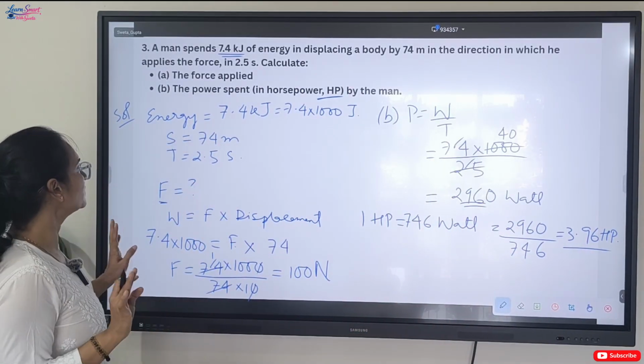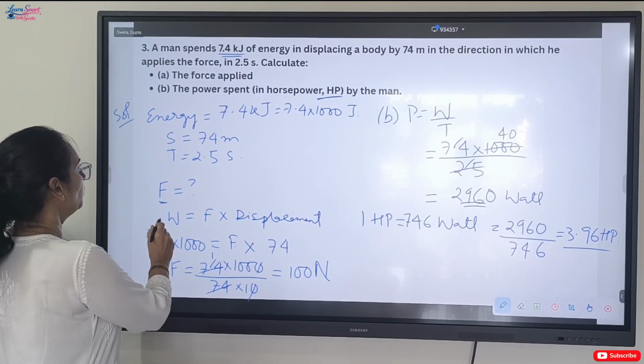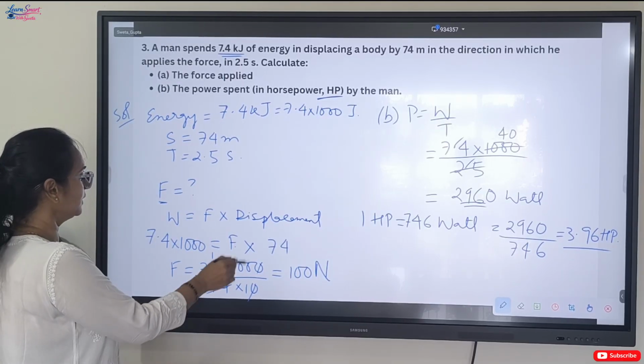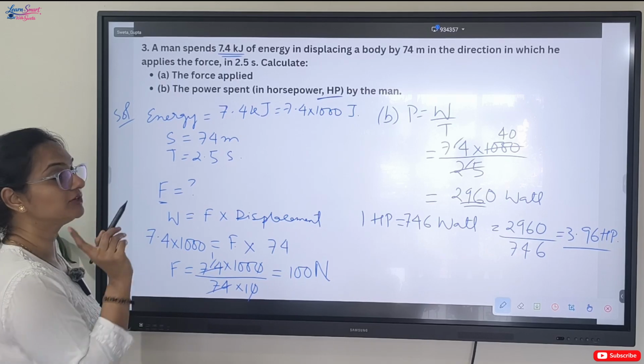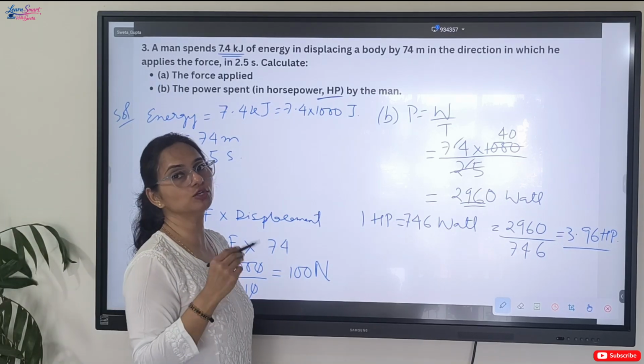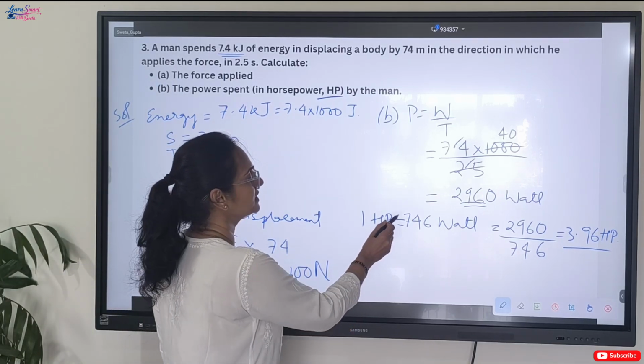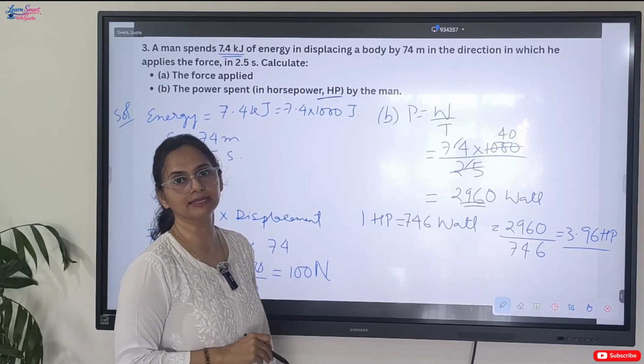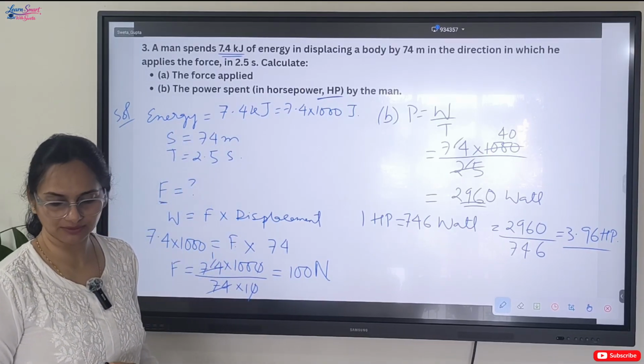So in this question also, we simply use the formulas. Work done is equal to force into displacement. We got our force, and we should know how to convert watt to horsepower. So 1 horsepower is 746 watt, and from there we can get that. Let's see the next question.